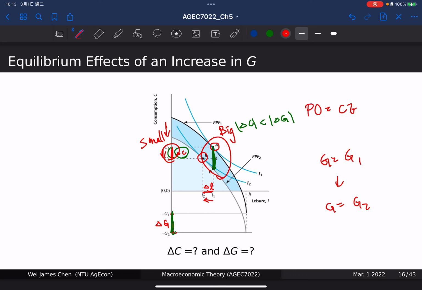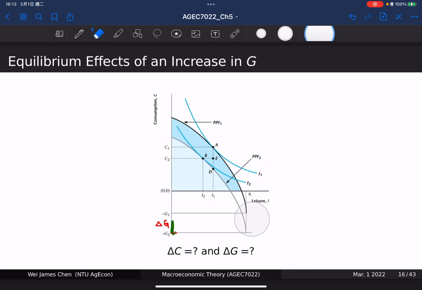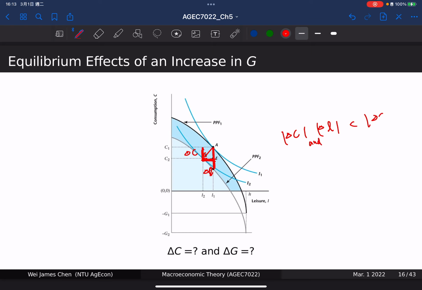Or graphically, you can see that this is the force that takes everything down, but it's split into two forces, this one and this one. These two forces, one is delta leisure, one is delta C. So both of them, delta leisure and delta consumption, are both less than delta G.